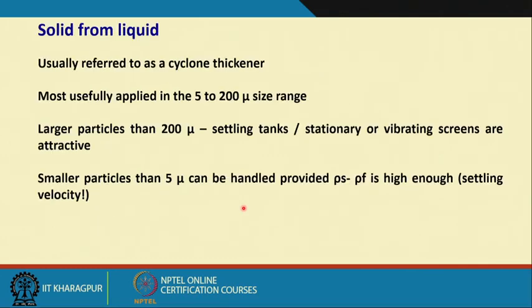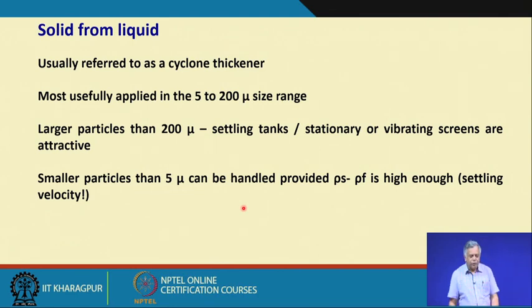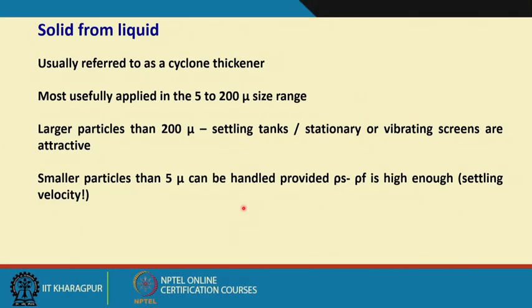Now, solid from liquid is one of the very important application areas for mineral processing. When it is used for solid-liquid separation, we do not say it is a cyclone classifier, we say it is a cyclone thickener, that is a solid-liquid separation. It is most usefully applied in the 5 to 200 micrometer size range, relatively finer sizes.